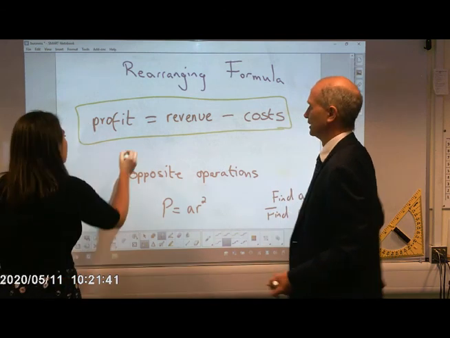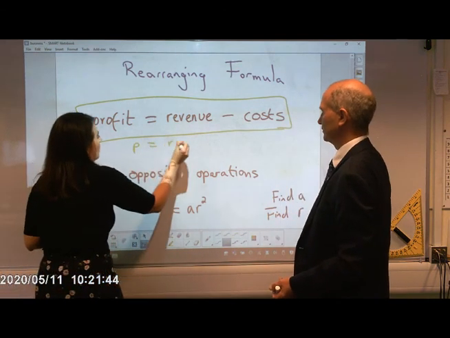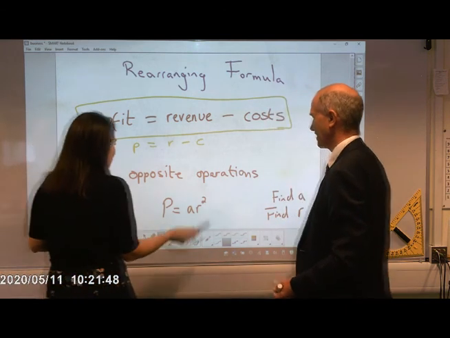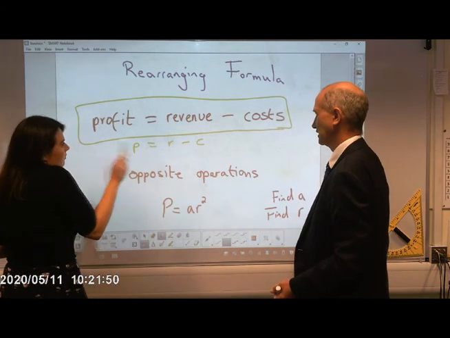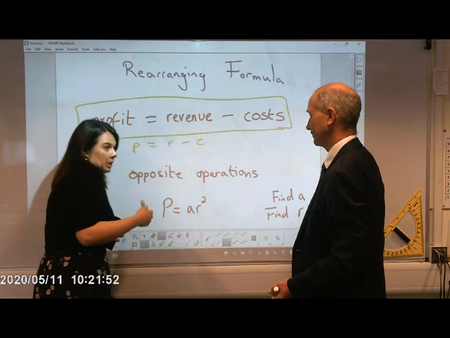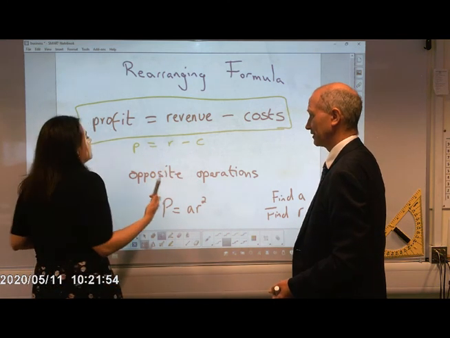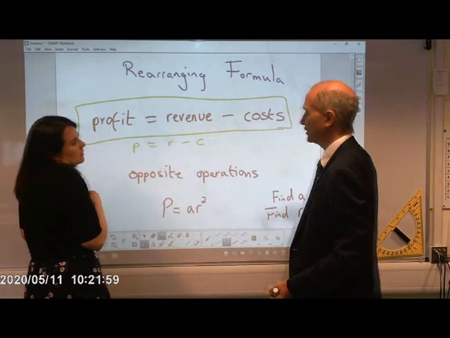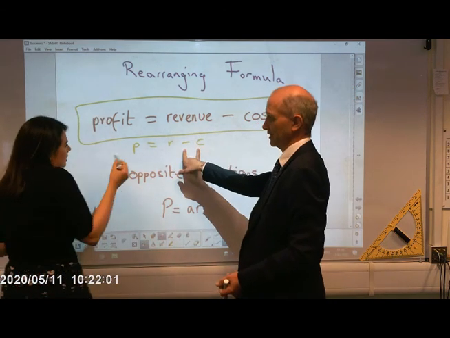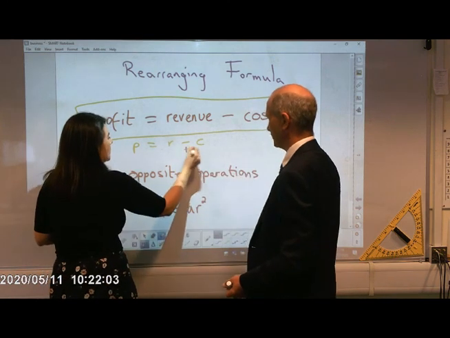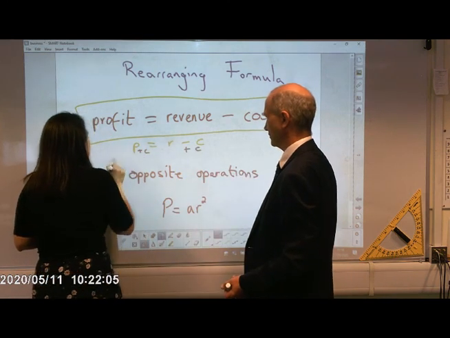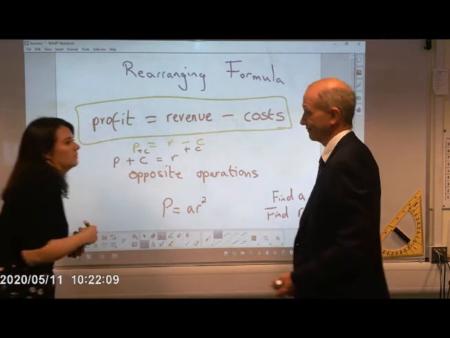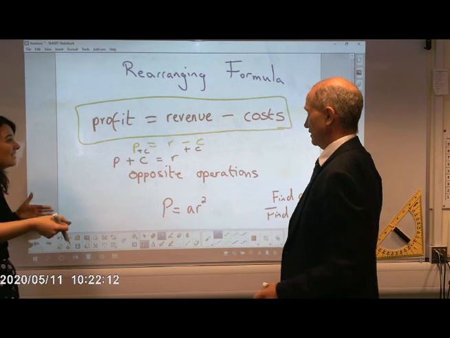So if we look at them in terms of P equals R minus C, it makes it so much easier. If I want to rearrange this to make R the subject, you remember that kind of language from maths, I need to get this C over on this side. So you need to do the opposite of taking C away, which is to add C to both sides. I'll find that profit plus cost will equal revenue.